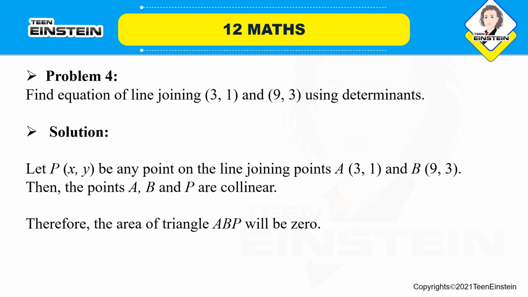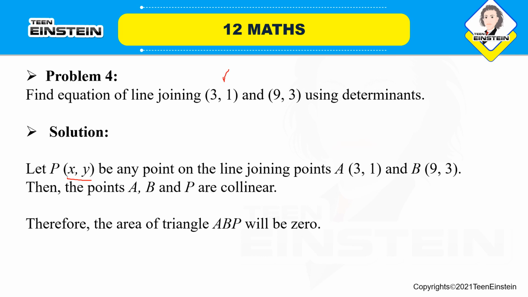Problem number 4. Find the equation of the straight line joining the 2 points (3, 1) and (9, 3) using the concept of determinants. So here also we are using the same concept, because this is similar to the previous two problems. So consider any point, say P(x, y), on the straight line joining the 2 points A(3, 1) and B(9, 3). The first point is taken as A(3, 1) and the second point is taken as B(9, 3).